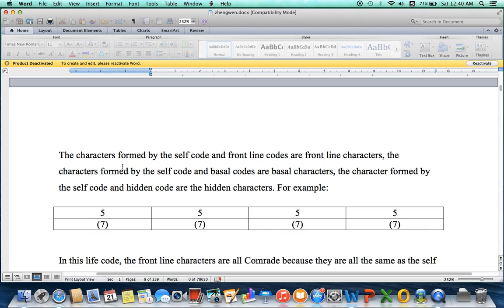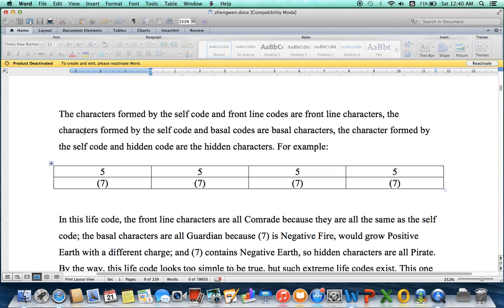And this is how to do things. The characters formed by the self-code and the frontline codes are frontline characters. The characters formed by the self-code and the basal codes are basal characters. The characters formed by the self-code and the hidden codes, the hidden properties, are the hidden characters.